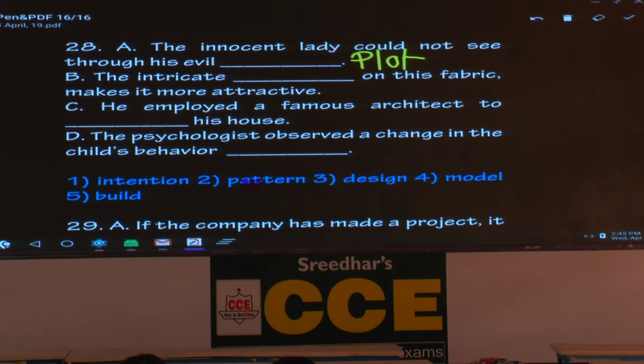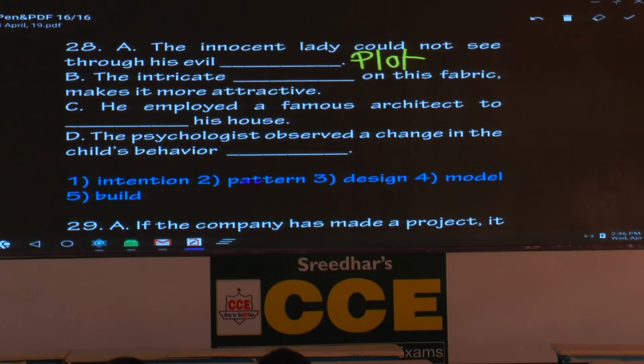Evil model, not correct. Evil build, not correct. The intricate, obviously the word is design. Intricate means elaborate, clear, crystal clear. The details are clear. Then we say intricate design. The intricate design on this fabric makes it more attractive. Perfect. He employed a famous architect to design his house. Perfect. The psychologist observed a change in the child's behavior design. No. We don't say behavior design. We say behavior pattern. So not correct.